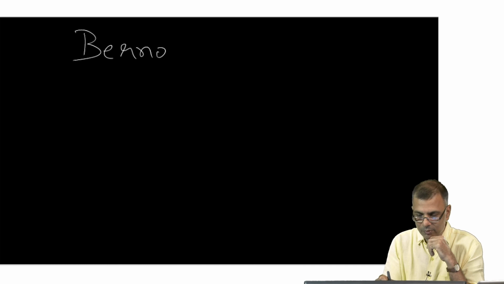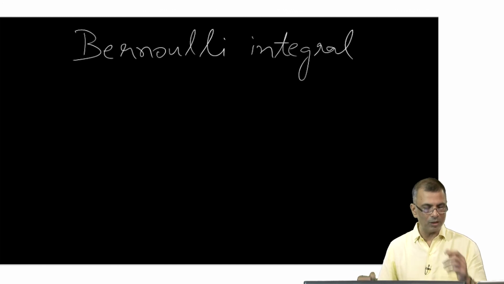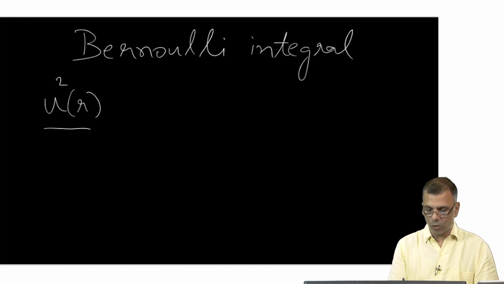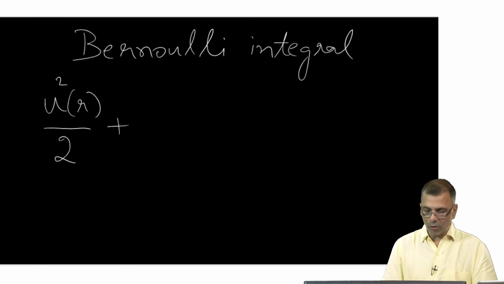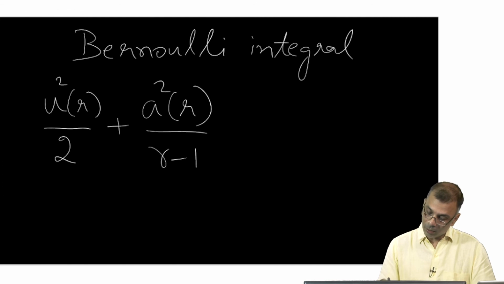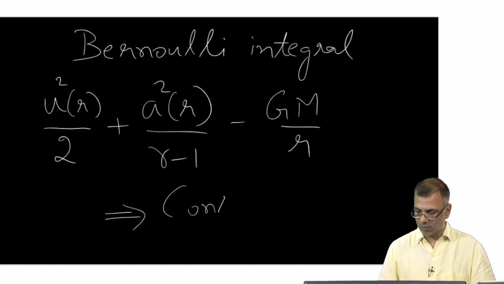We will take recourse to discussions of what's called the Bernoulli integral, which we've seen earlier, which is essentially the energy per second. So at any given radius, it would be u squared over 2, plus p over rho, which in terms of the sound speed would become like this. This is of course assuming a polytropic equation of state, minus the gravitational potential term, and this is always conserved.